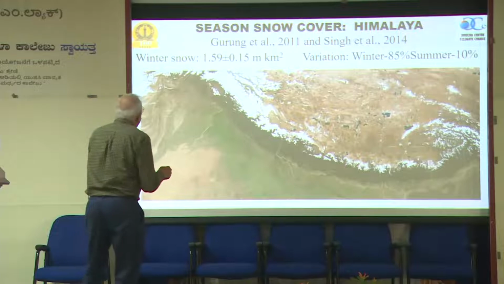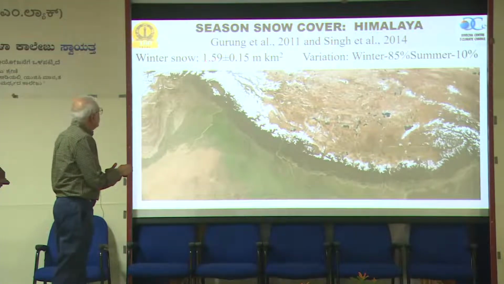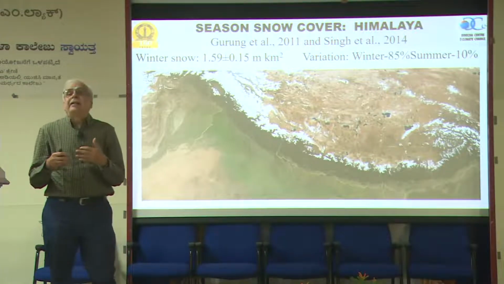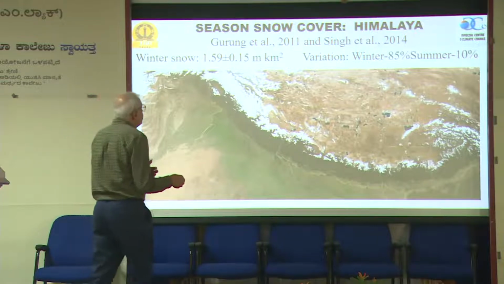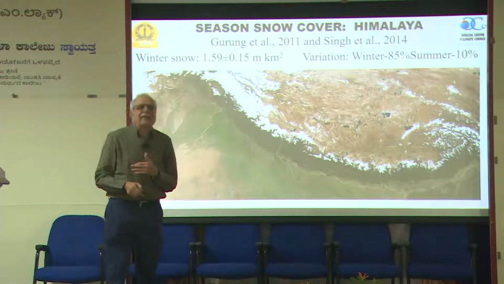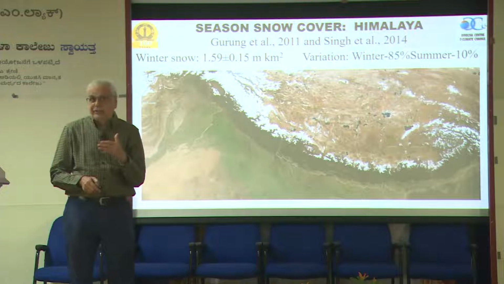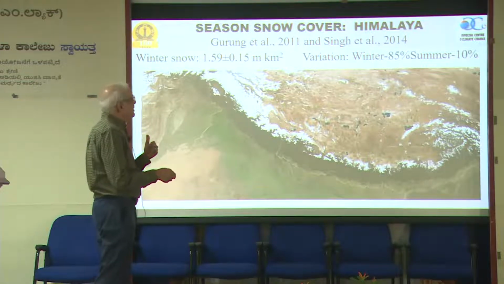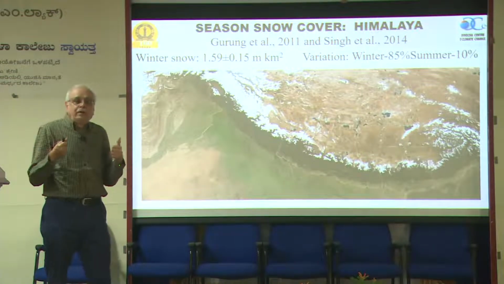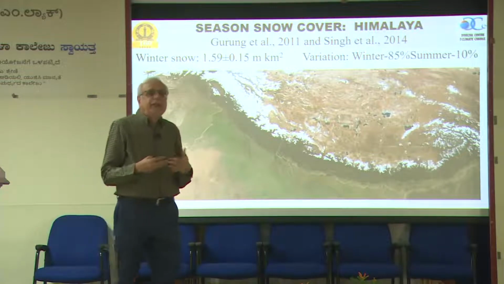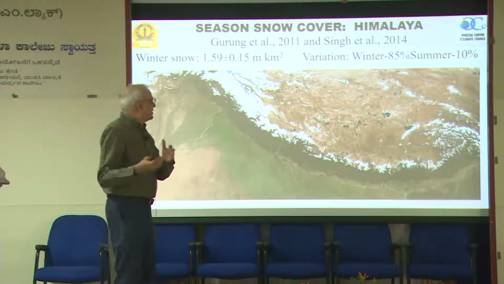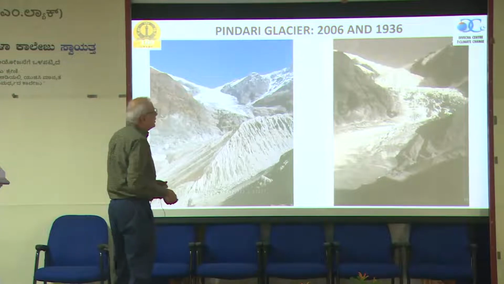So you can see here that in winter time, almost 1.6 million square kilometer area is covered in the Himalaya by seasonal snow, and it is significantly reduced. So 85% of the geographical area of the Himalaya is covered by seasonal snow in winter and only 10% in summer. So you can see that 75% of the snow-covered area is melted as we move from winter to spring and spring to summer and autumn. It really gets melted completely.